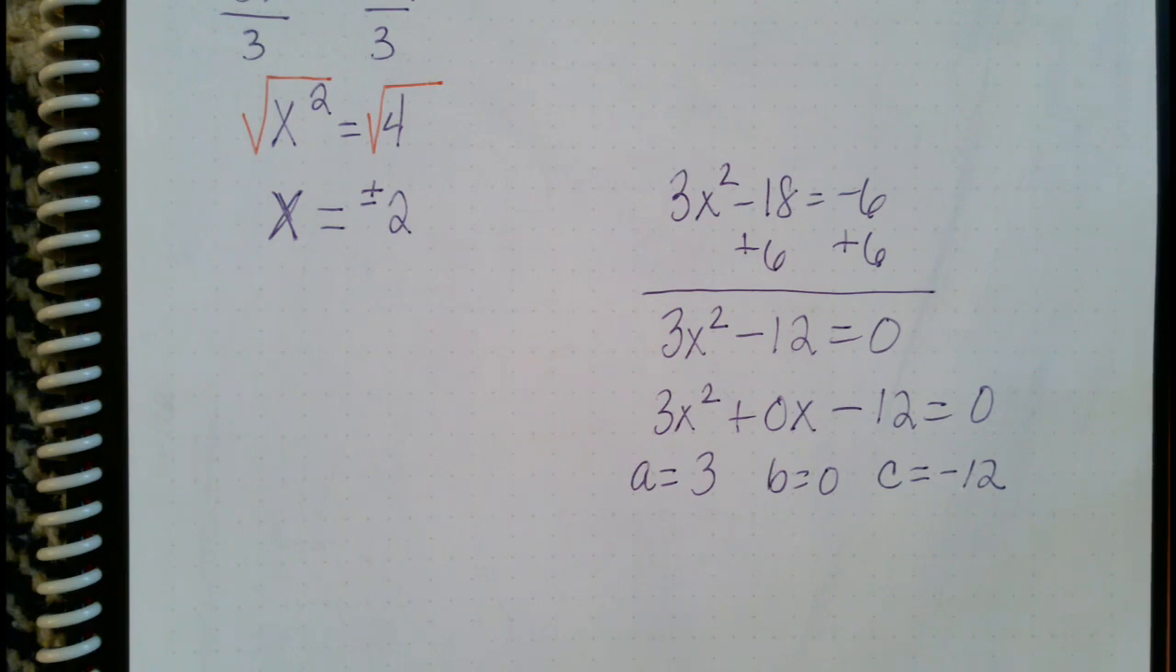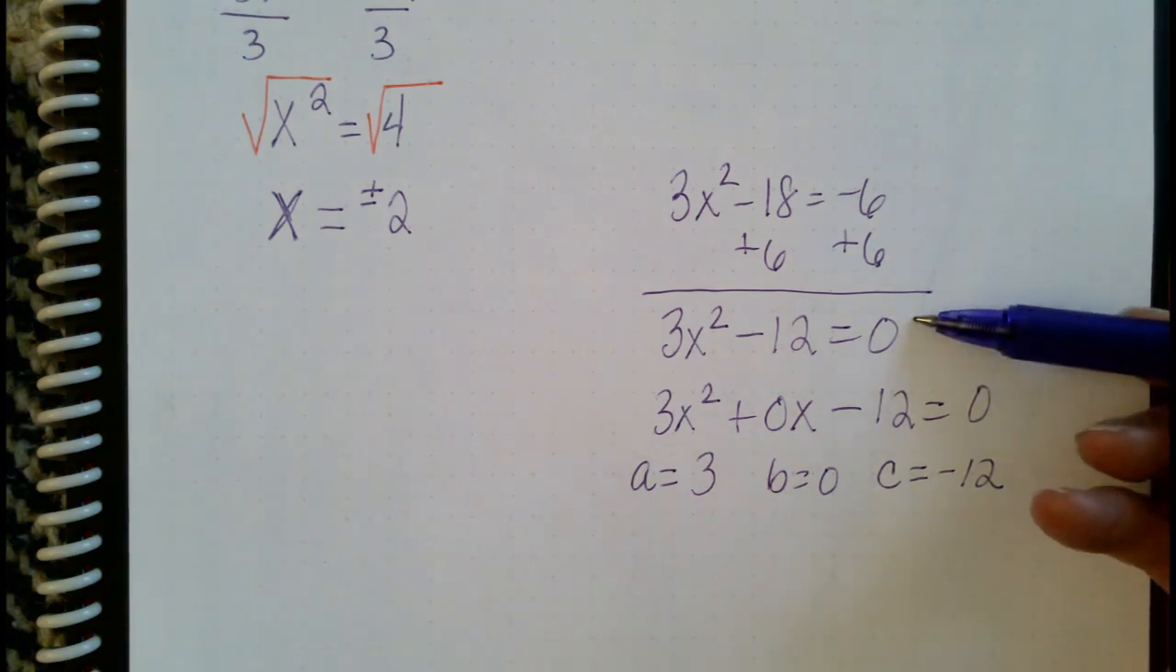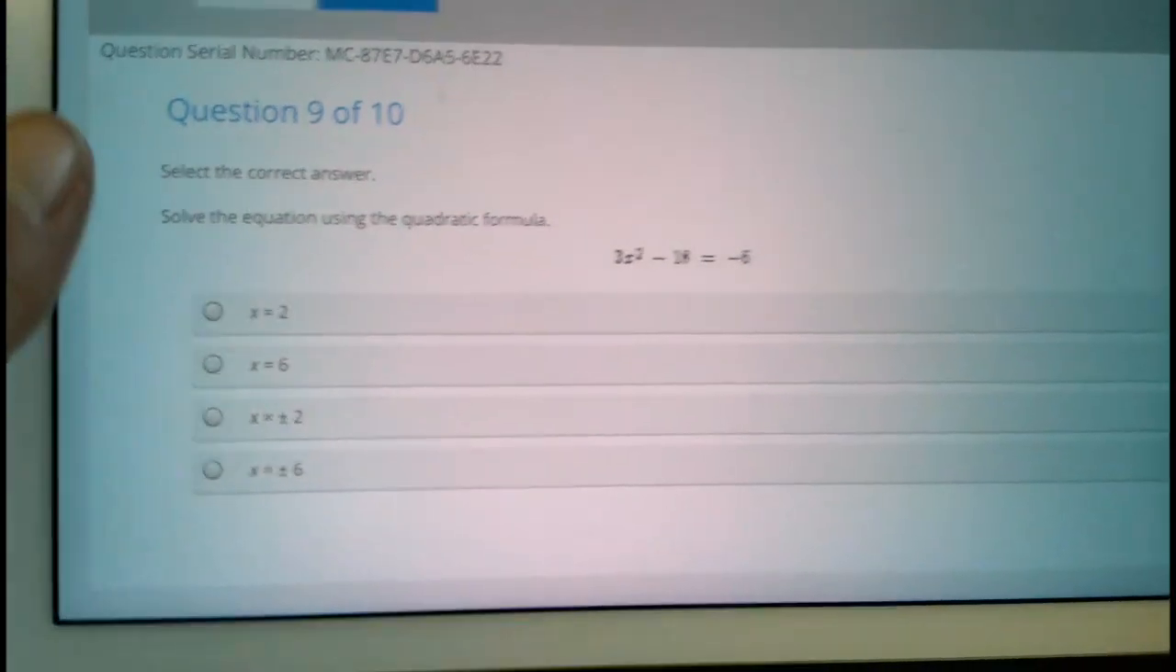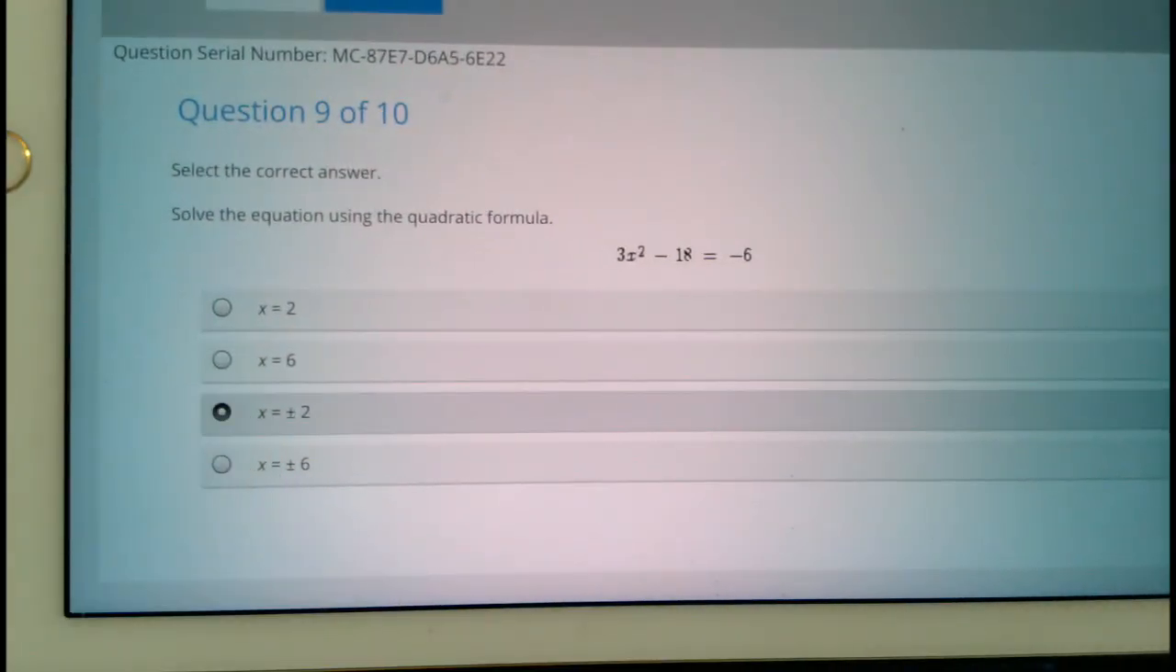But I think the easiest way is the way that I did it. The second easiest way would be to solve this equation right here by factoring, and then quadratic formula would be the most challenging, but we would end up with the plus or minus 2 regardless of the method that we use to solve.